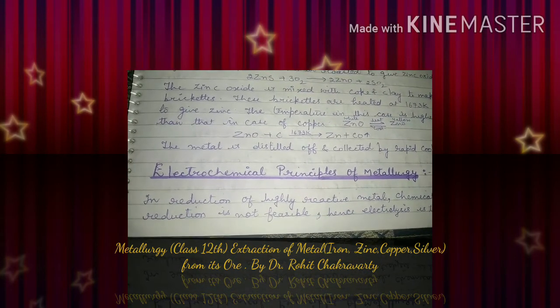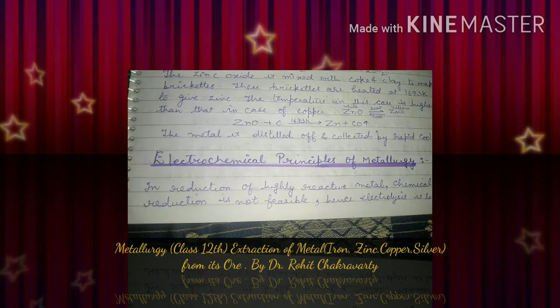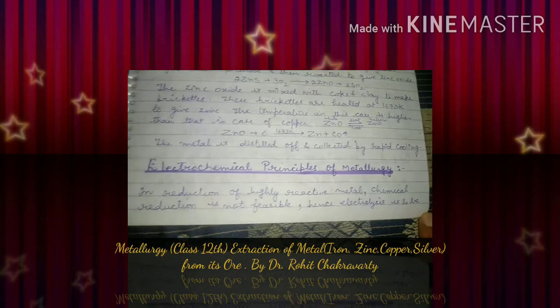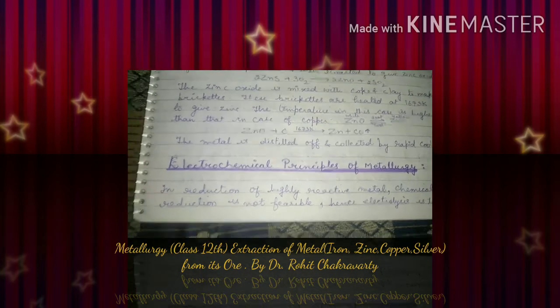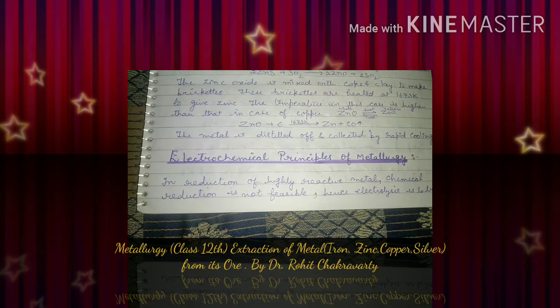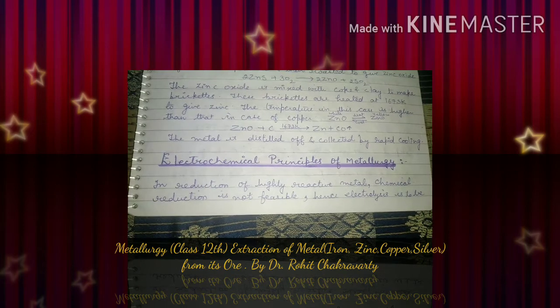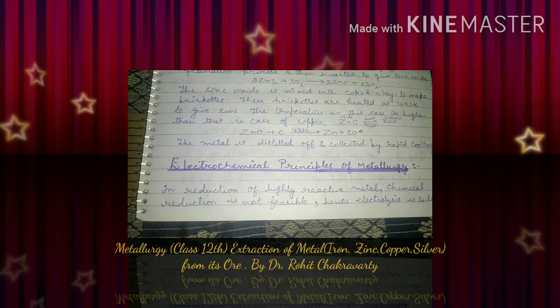Now moving on to the next one, the electrochemical process of metallurgy. In the reduction of highly reactive metals, chemical reduction is not feasible. There are certain processes in which those metals which are highly reactive cannot be reduced chemically. So in those cases, what we are doing is electrolysis. Through electrolysis, we are obtaining the pure metal.